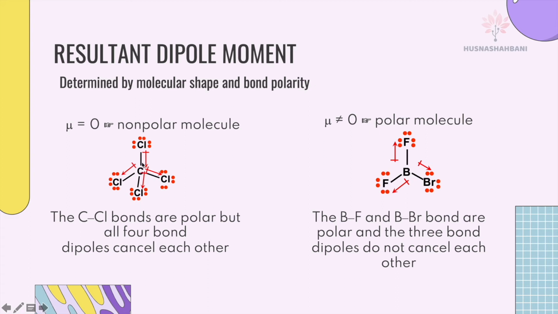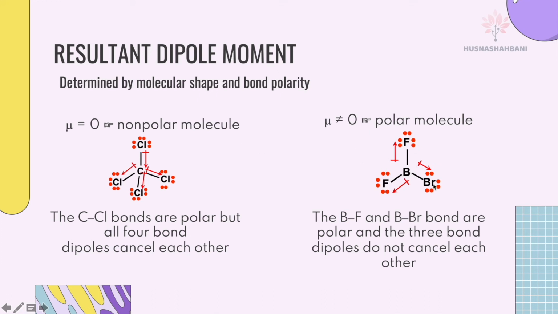So all C-Cl bonds are polar bonds, but all four bond dipoles cancel each other because the electronegativity difference between C and Cl is the same for each bond. So the resultant dipole moment is equal to 0. They cancel each other. So this CCl4 is a non-polar molecule.